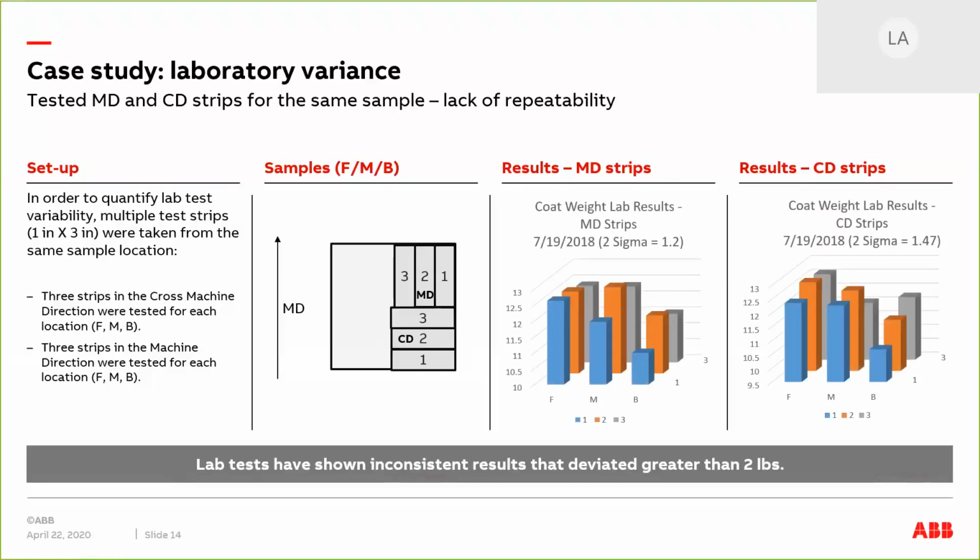They were greater than 2 pounds just in this little sample area. So that's really unbelievable for coat weight. You're not going to get that kind of deviation just in a local area like this. So this tells us we got a lot of error in this lab sampling in this process.